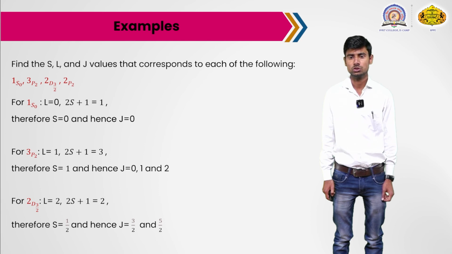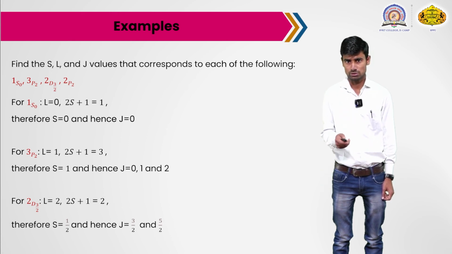That's why the value of J should be 1 plus half, which is 3 by 2, and 1 minus half, which is a half. So the term should be written either as a doublet P half or a doublet P 3 by 2. You cannot write the term as a doublet P 2. So this last term is wrong. You cannot write the spectral notation term as 2P2.